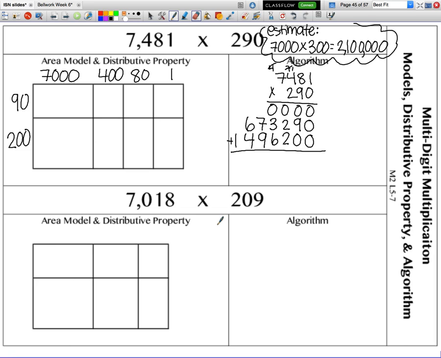So now we have to add all these guys up. So I have 0, 9, 4, 9, 16, 11, and 2. So my final product is 2,169,490. All right, so I'm just going to put the pictures of these notes up on my website for you to copy the rest of it.